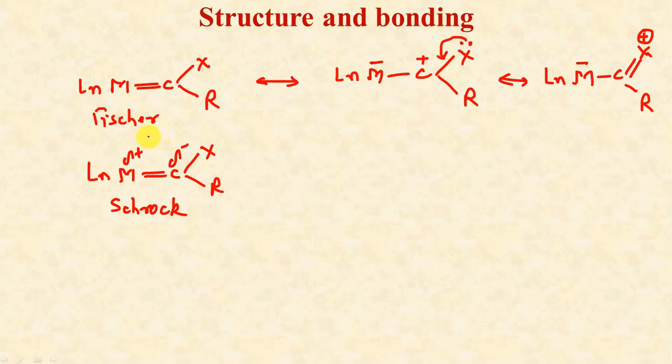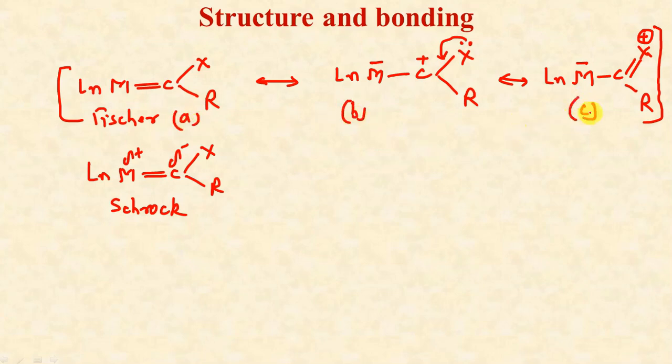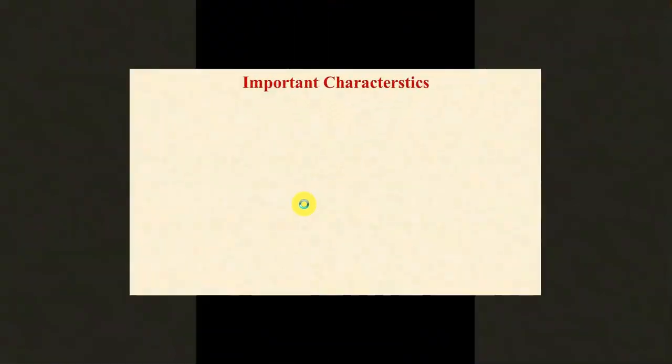and this is the Fischer carbene. In case of Fischer carbenes, this is the structure which is represented as A, this is the structure represented as B, and this is the structure represented as C. So these are the resonating structures, and this is slight information about Schrock and Fischer carbenes: type of bonding, type of substituents, type of ligands attached to the metal, and nature of the carbon atom. Now some important characteristics which mainly concern carbenes.